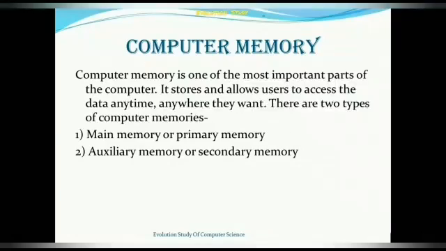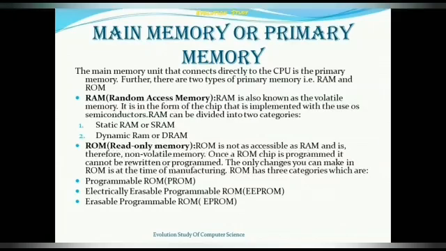Now the computer memory. Computer memory is one of the most important parts of the computer. It stores and allows the users to access the data anytime, anywhere they want. There are two types of computer memories: main memory or the primary memory, and auxiliary memory or the secondary memory. Now let us discuss the primary memory first. The main memory unit that connects directly to the CPU is the primary memory. Further, there are two types of primary memory, that is RAM and ROM.